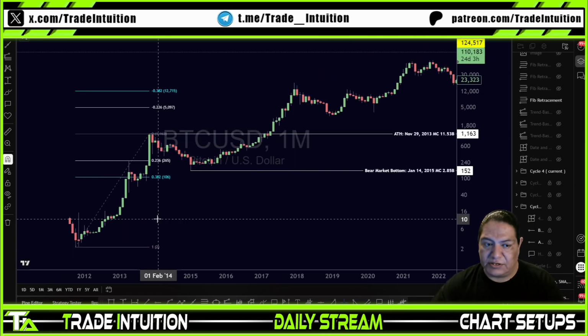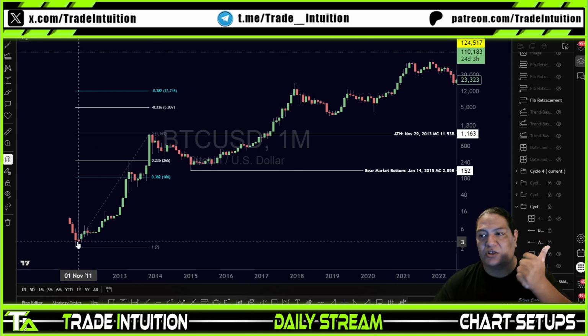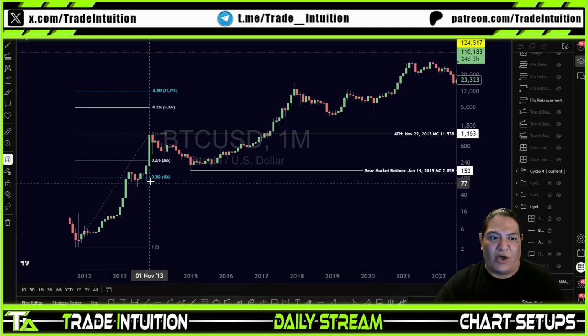Now, if we get a retrace, let's talk about retraces now. For the retracement, what goes up will come down. And when it comes down, I would like to see the 0.382 level minimum to be touched. 0.5 is great. Now, how did I get this?